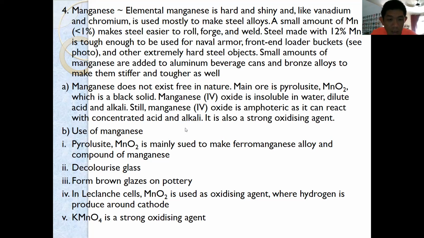And the Leclanché cell. What is a Leclanché cell? A Leclanché cell is your normal dry battery. Okay, the battery here, we call it a Leclanché cell, where hydrogen is produced around the cathode. And last but not least, KMnO4 is also used as an oxidizing agent. Okay, so with that, we finish chapter 7.